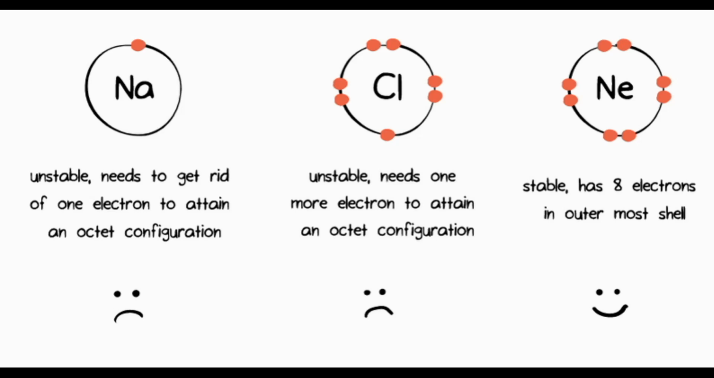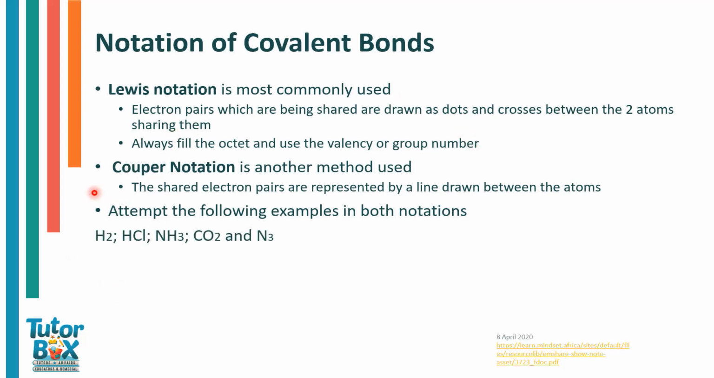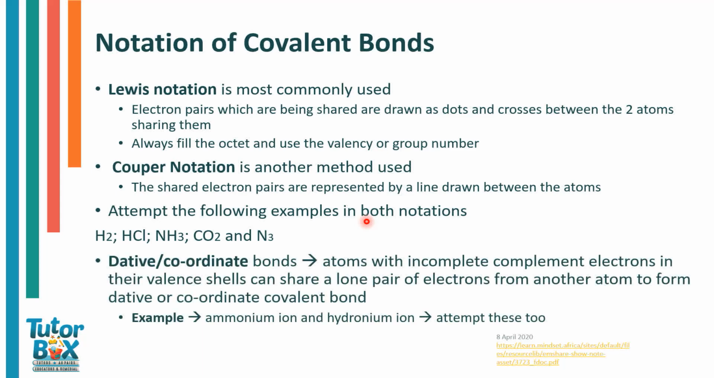Cooper notation is another method used, which is basically just an elaboration on Lewis notation, where the shared electron pairs are represented by a line, and you don't draw all the other electrons. So I'm going to ask you to attempt the following examples in both notations. The worksheet should have spaces for you to fill in both. So we're going to do H2 or hydrogen gas, HCl or hydrochloric acid, NH3, CO2, and nitrogen gas. Before you do that though, I'm just going to mention dative or coordinate bonds.